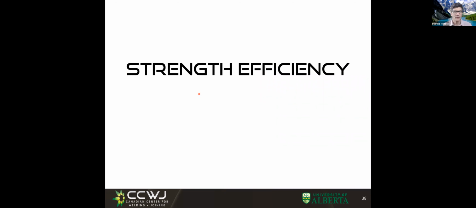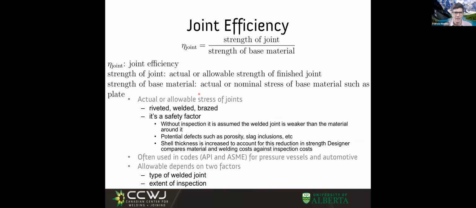Here's one last type of efficiency, which you seldom find in the welding books, but people use in the field. That is called the strength efficiency, the joint efficiency. It is, if you were to make a weld and then you break it, the strength of that joint is bigger or lower than the strength of the base material.